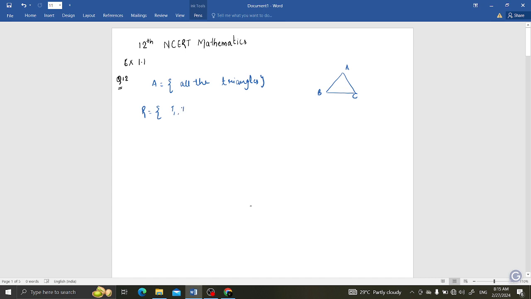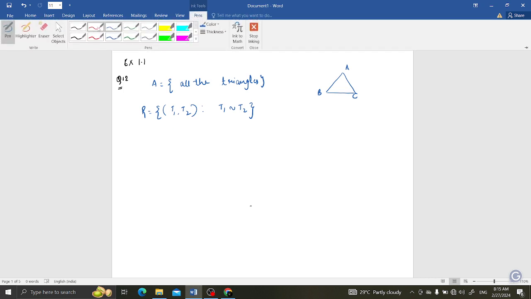T1, T2 belongs to R if and only if T1 is similar to T2. Okay, T1 is similar to T2. So first of all, recall something.